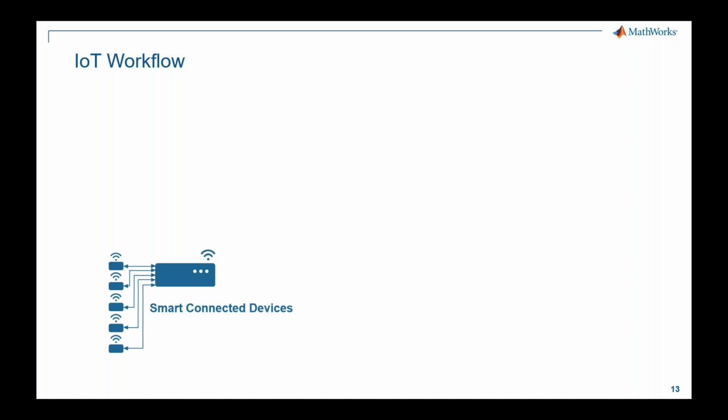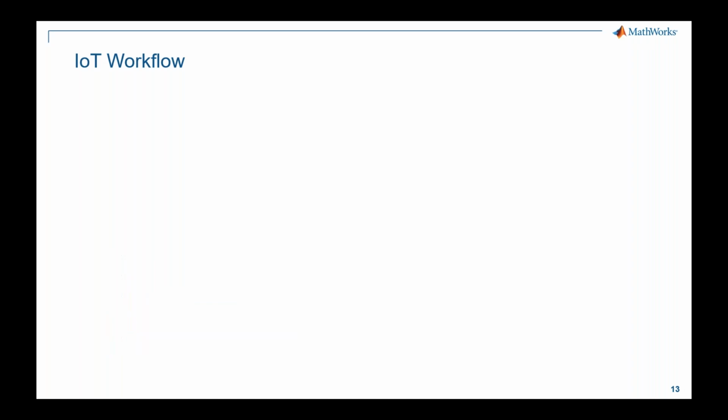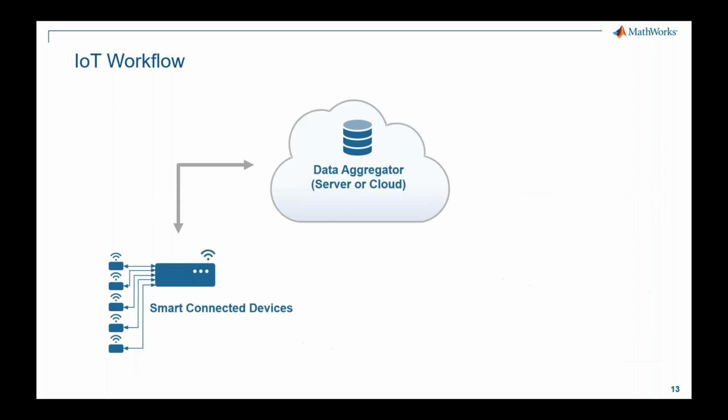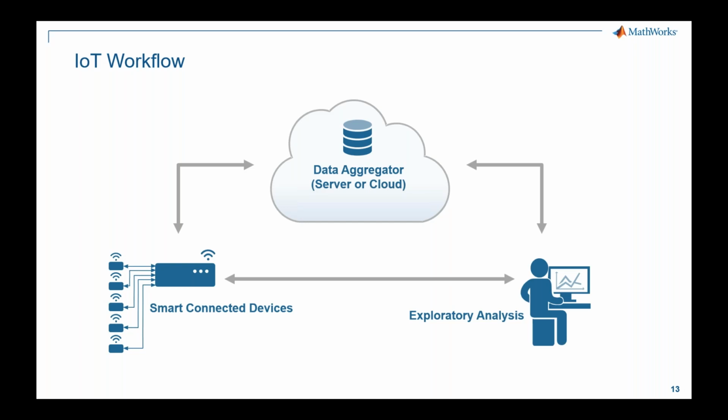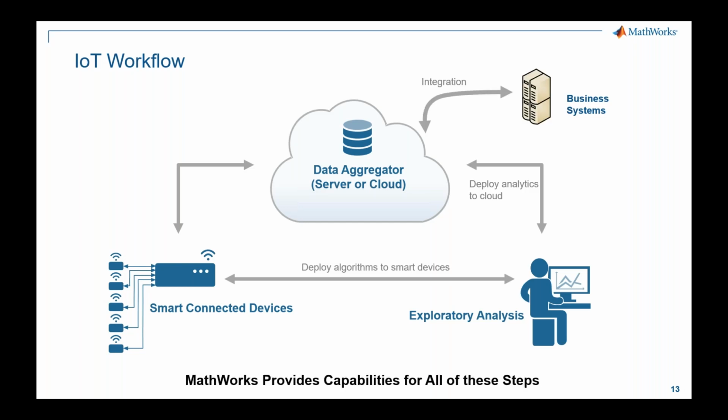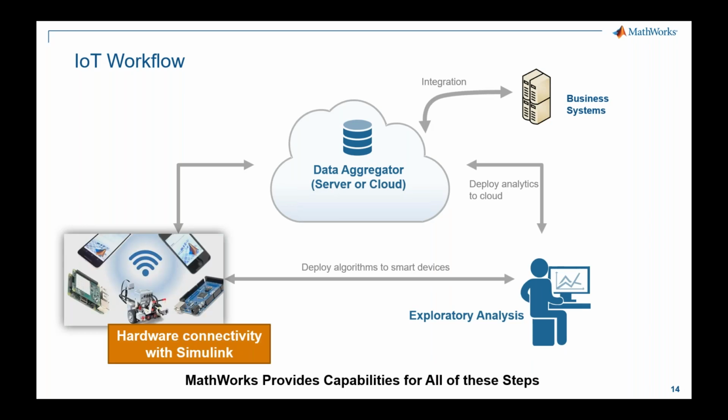And these devices or platforms can send out signals to the data aggregator, that is the server or cloud. And the data from the server can be read either in the desktop environment or in the cloud. So let's see how MATLAB provides capabilities for all these steps. For smart connected devices, we have hardware connectivity with Simulink, with Arduino as well as Raspberry Pi, as well as Android and iOS devices, and Lego and plenty of other devices.